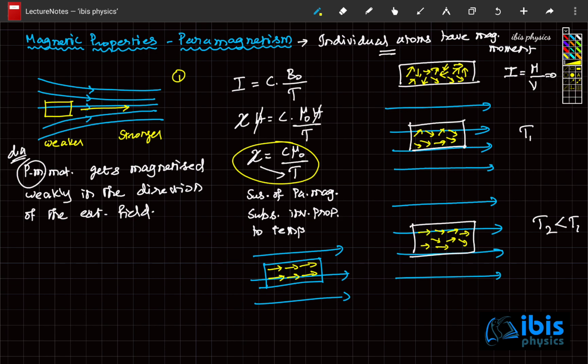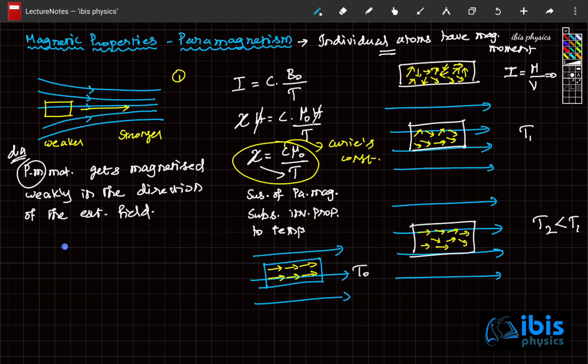So this constant is called Curie's constant. There is a particular temperature at which it is perfectly aligned. Beyond this, it will not obey Curie's law. Let's say this temperature is T naught. Below T naught, the susceptibility is not inversely proportional to temperature because it has achieved its maximum value.